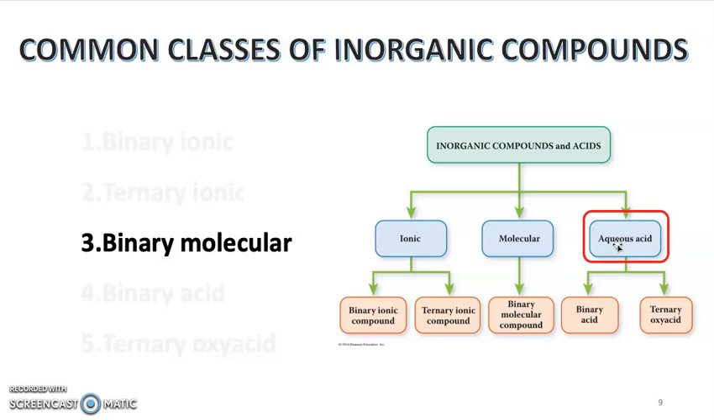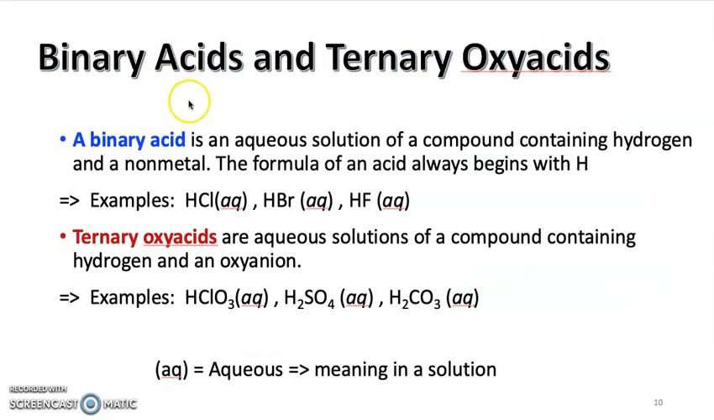Aqueous means in solution, in liquid. There are 2 types of aqueous acid, the binary acid and ternary oxy acid. A binary acid, just like binary ionic compound and binary molecular compound, bi means 2, and therefore in these acids, it contains 2 elements. The first element is always hydrogen and a nonmetal. The formula of an acid always begins with hydrogen, or H. For example, HCl, HBr, HF.